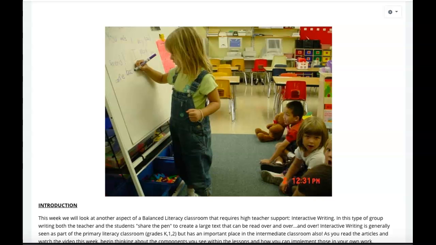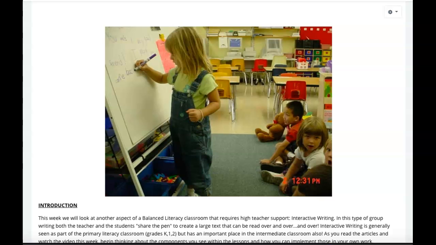The sharing of the pen is very deliberate and strategic. It's not pulling out a popsicle stick so that every child gets a turn. The teacher knows from data previously collected what each child knows and is working on. So then the teacher is able to engage the student in that learning point.